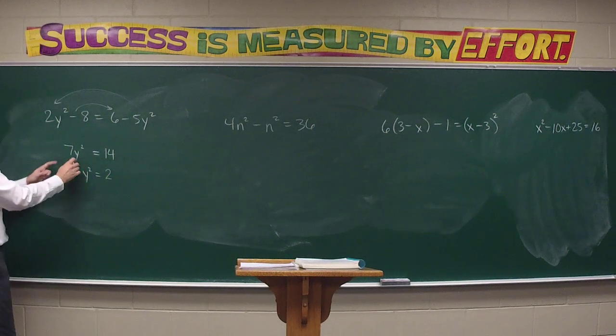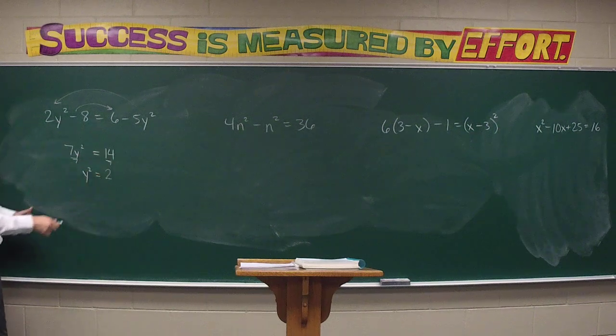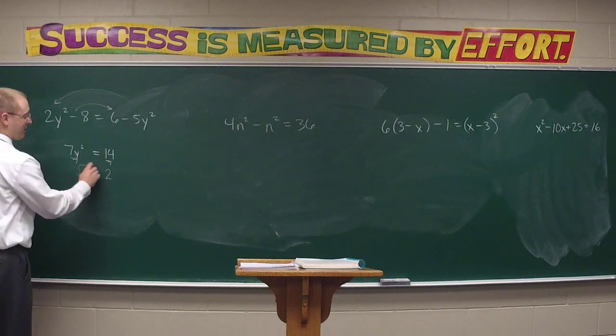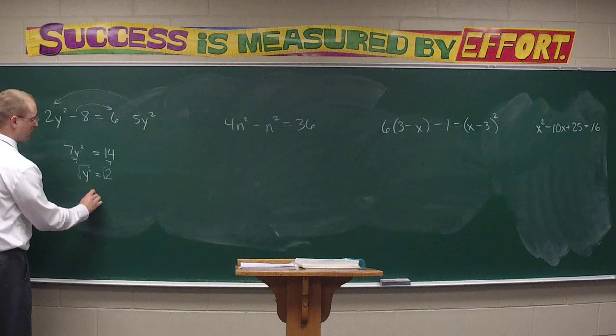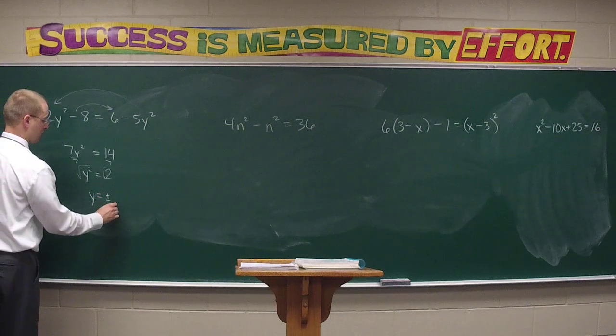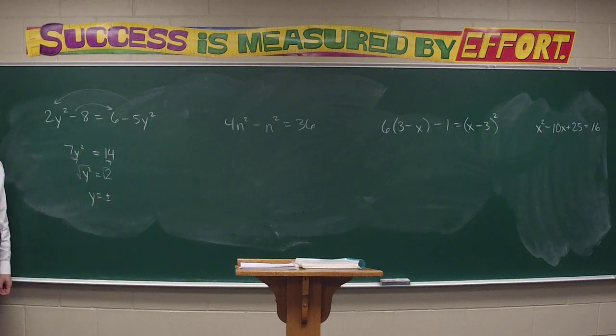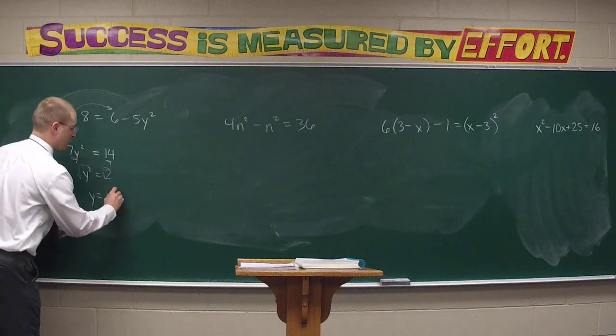You divide the 7 away, and that gives you 2. And then you take the square root, and that gives you y equals positive or negative the square root of 2. Well, what's the square root of 2? We don't know, so we're going to leave it this way.